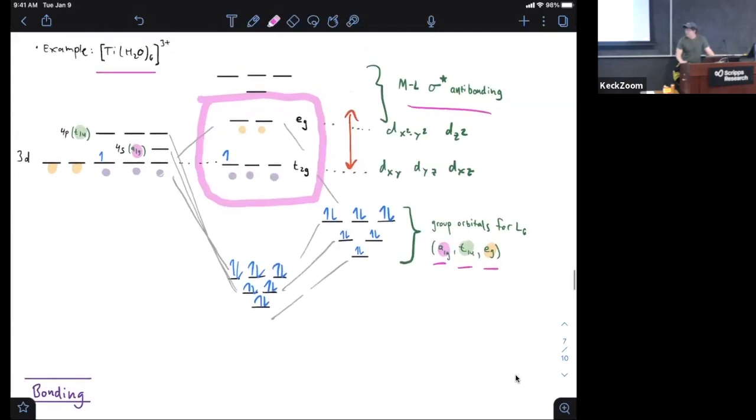Are there any questions on this? Camille? For the ligand orbitals on the right, I'm confused why they're not all the same energy before they interact with them.